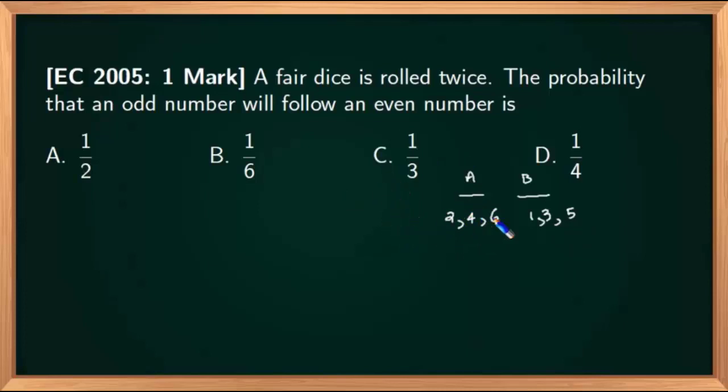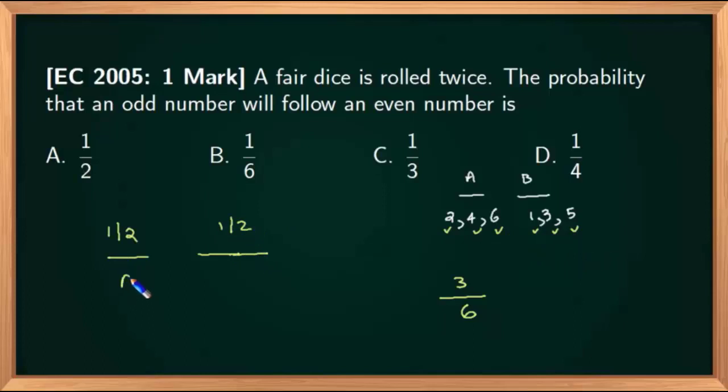Now I need to find the probability for this. So I know that in the first roll I have to get either 2 or 4 or 6. So out of 6 different options, I am restricting myself to 3 different options because I have 3 even numbers. So the probability of getting an even number in the first roll will be 1 by 2. Now in the second roll, I must get either 1 or 3 or 5, which means that again the probability to get an odd number is 1 by 2.